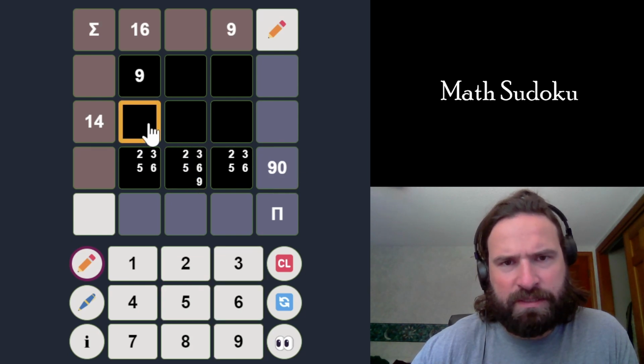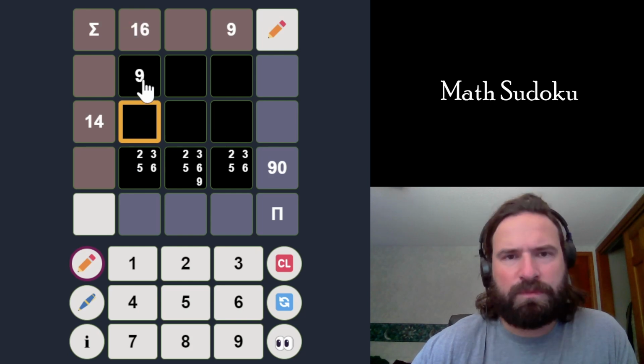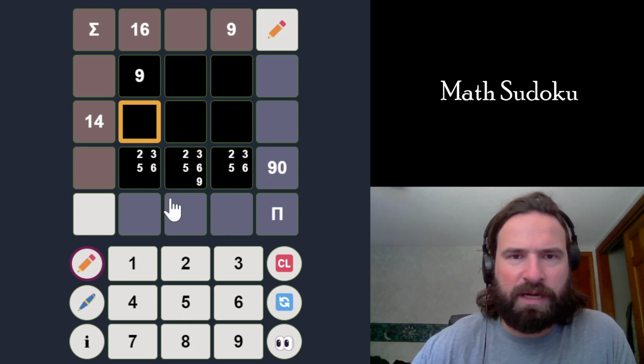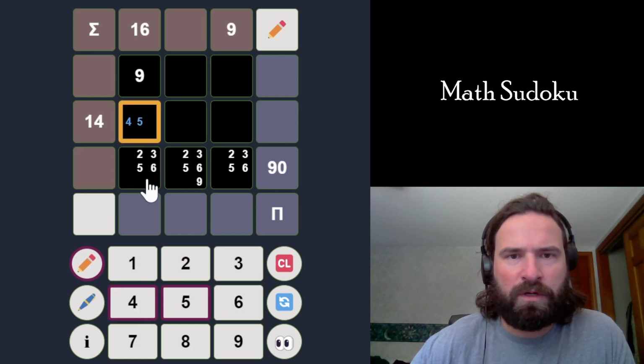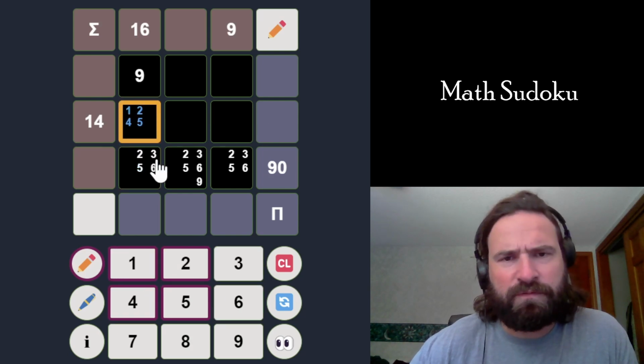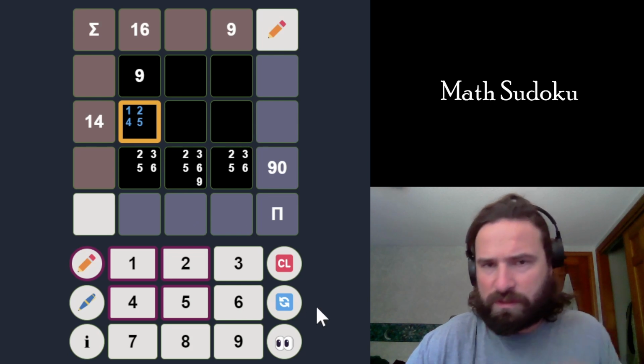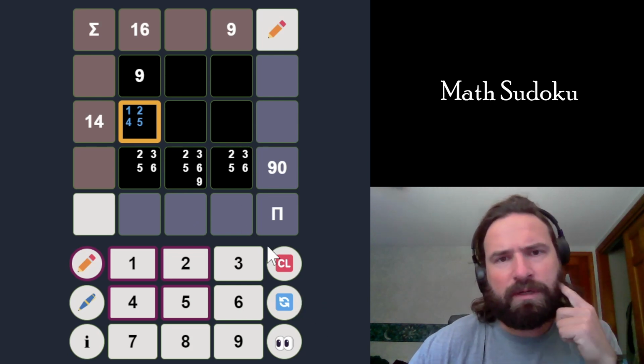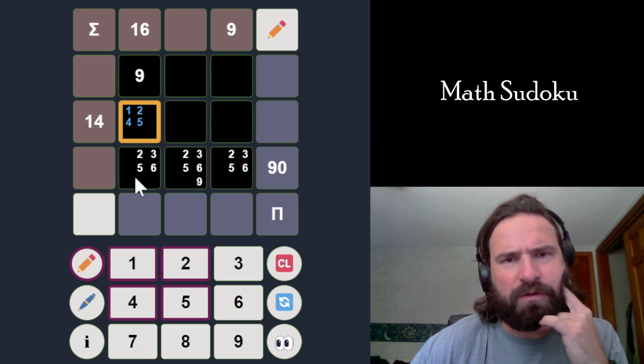Now, this number has to add up to 16 with 9. So these two numbers have to add up to 7. So I guess I can pencil mark the complements with this box. So if this was a 2, this would be a 5. If this was a 3, this would be a 4. If this was a 5, this would be a 2. If this was a 6, this would be a 1. Okay, this is definitely feeling harder than the ones that I've done previously, even though there's no multiplication happening. I don't really understand how I'm going to narrow this down.